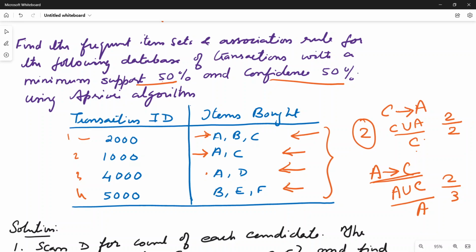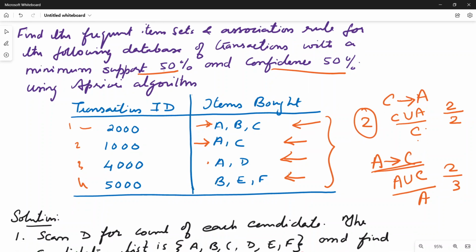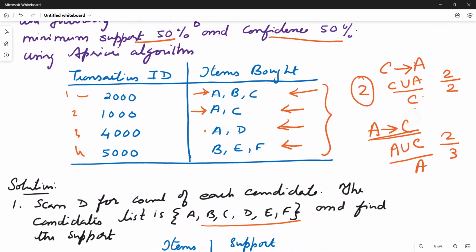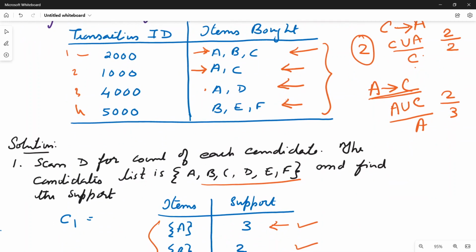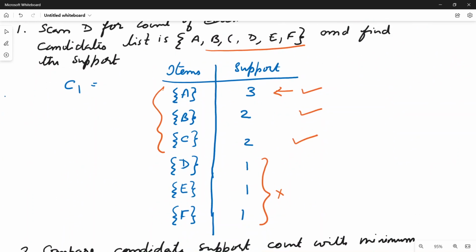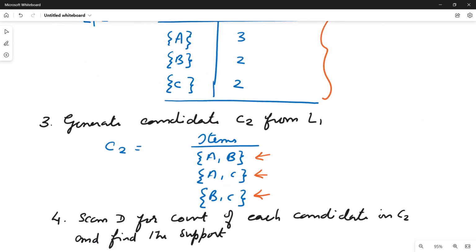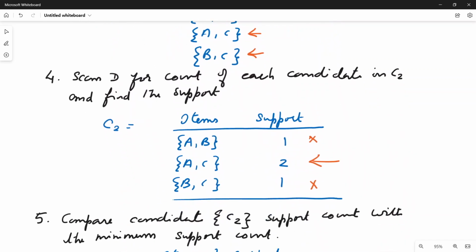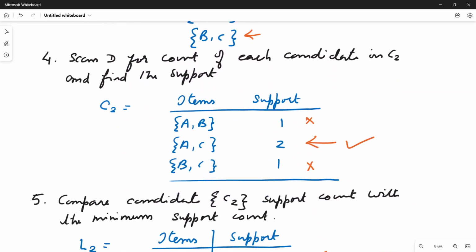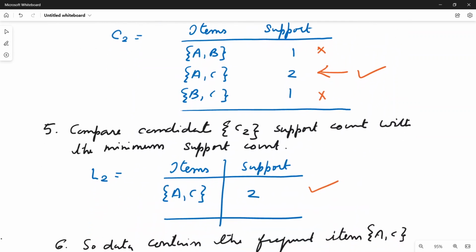So the items here are A, B, C, D, E, F. So for the total items, first we have to find the frequent items by finding the support by taking one item at a time, and then we take only those items which satisfy the minimum support. So this is what we have got. Then we will take 2 items at a time, and again find the support, and only the items which satisfy that support will be taken. So here we have taken only one. So we have got this as the frequent item set.